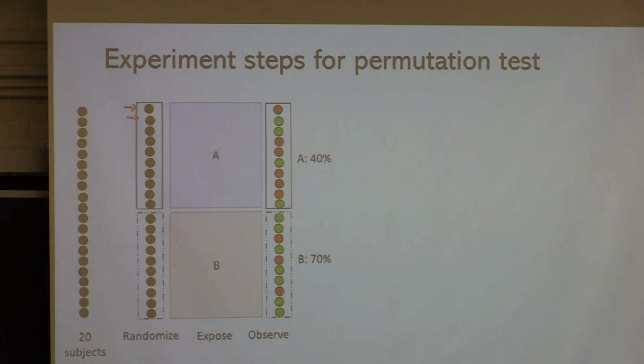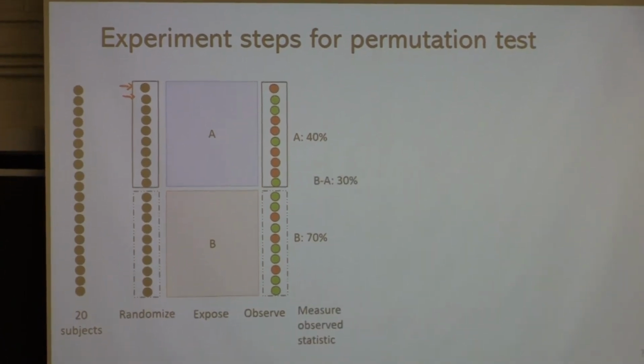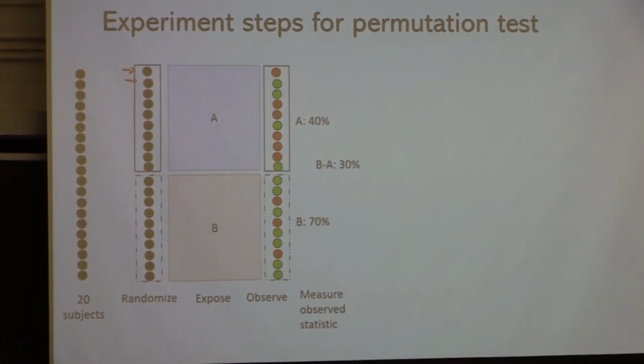So far, I think we didn't really use that much statistics. The measure of interest was the difference in conversion rate. So the observed measure of interest is 30%, the difference between B and A. B minus A, the conversion rate in group B minus conversion rate in group A, is 30%.